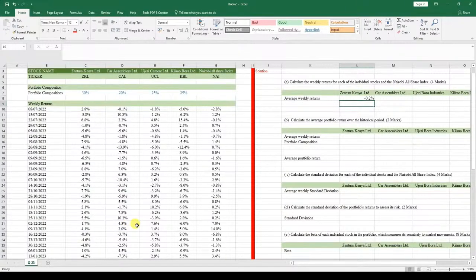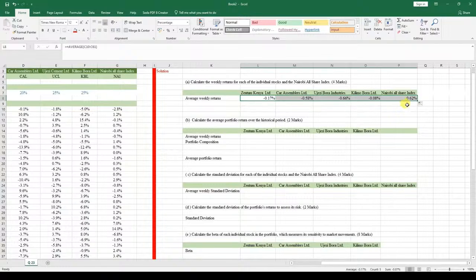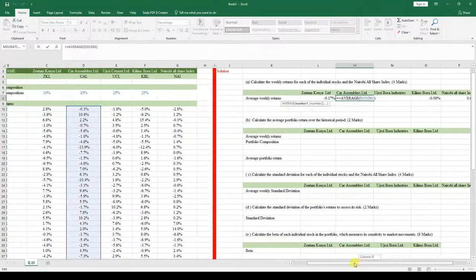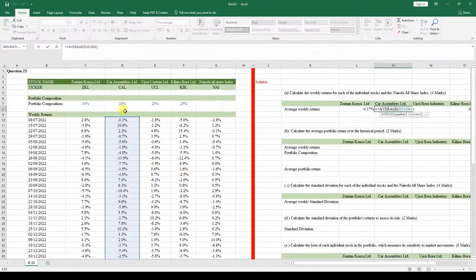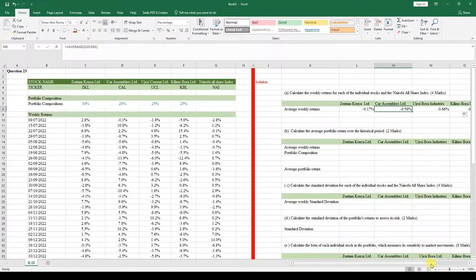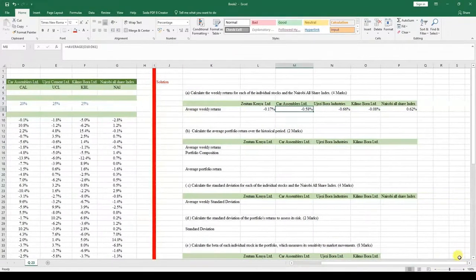So we're saying that the average return should be negative 0.2%. Let's put it to maybe 2 decimal places, up to there. And if we were to drag it moving towards the right, we wouldn't be wrong, because it picks the average for Car Assemblers. You can see Car Assemblers, it picks it right there. So that's the average weekly returns given to us right there. We move ahead and answer part B of the question.